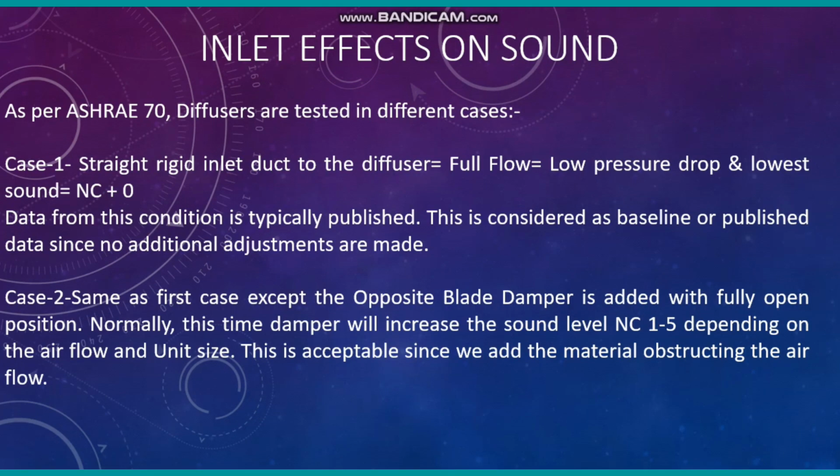The third important thing here is the sound from the diffuser. As per ASHRAE 70, the diffusers are tested in 3 different cases. Case 1 is a straight rigid inlet duct to the diffuser. So for example, you have the diffuser here, like I will show you. There will be a straight rigid duct behind the diffuser. There will not be any flexible duct. This is the first case of how the testing is done based on ASHRAE 70.